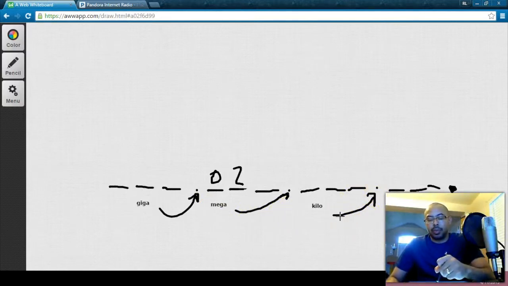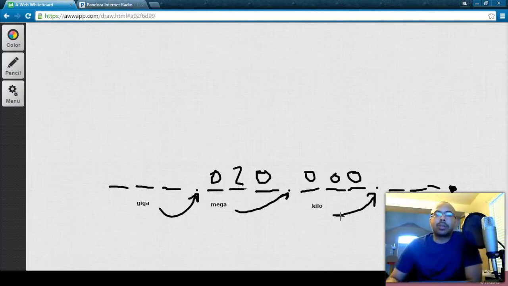So 0.02 giga ohms is 20,000 kilo ohms. And again, like I said, no one's going to note it like that because that's pretty much like saying that's 20,000 ohms. But the truth of the matter is that's still correct. It's 20,000 kilo ohms. Okay.